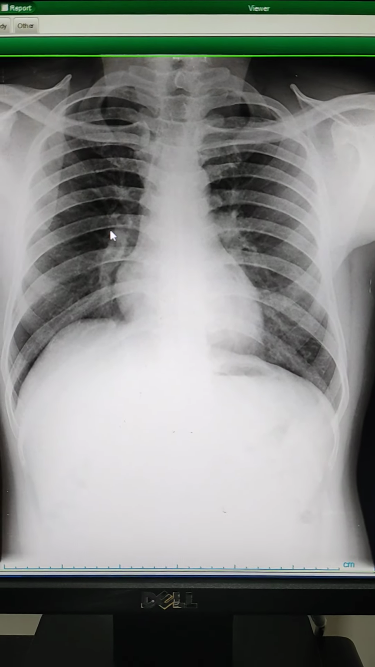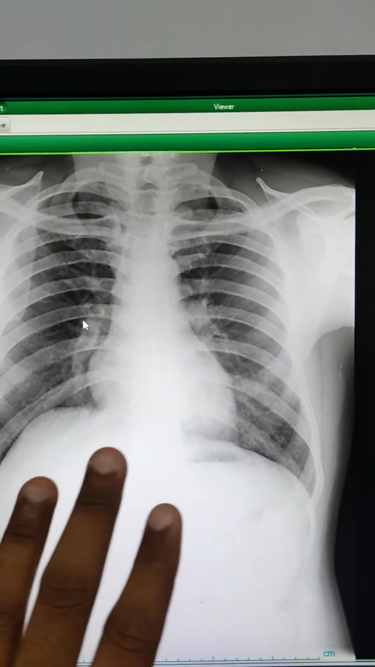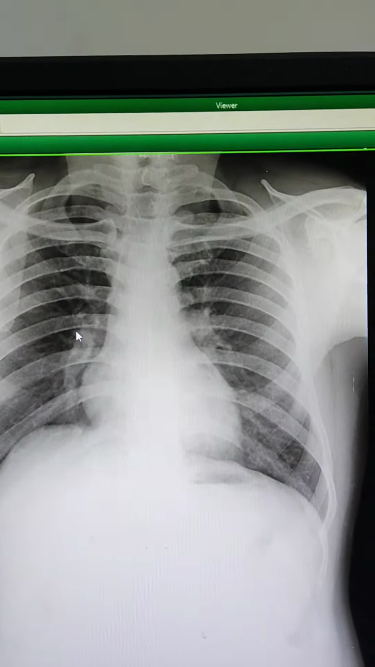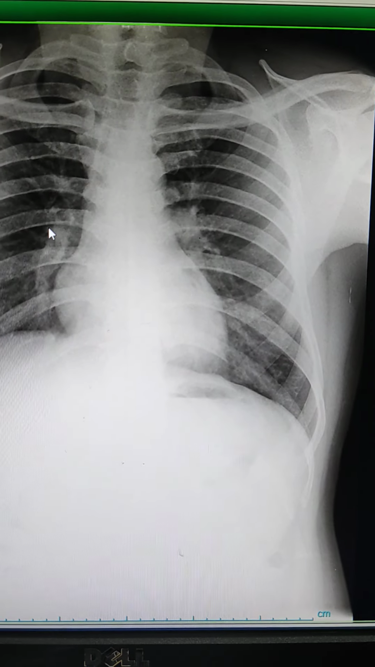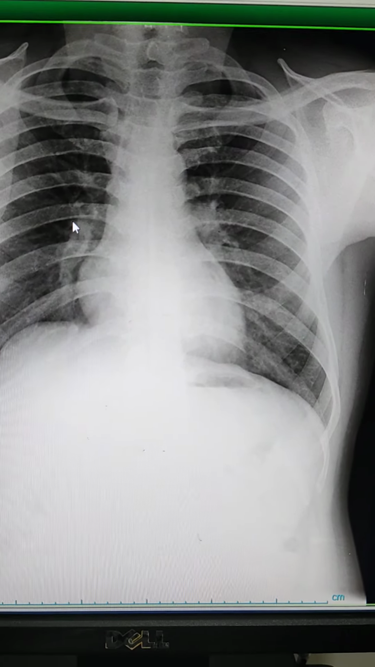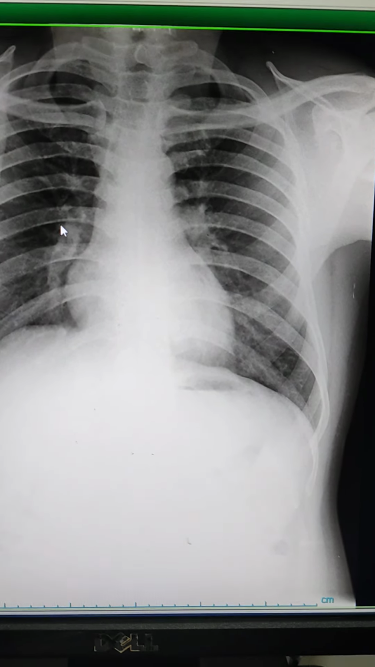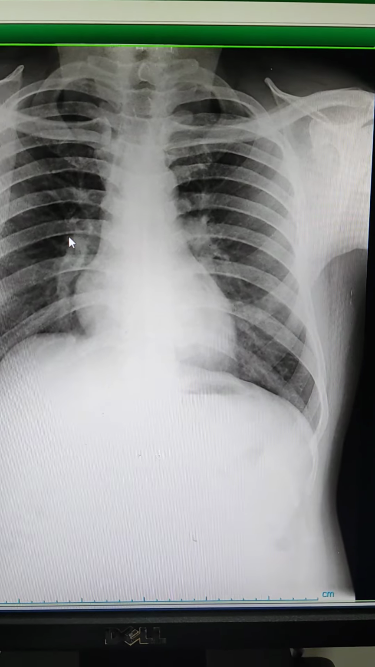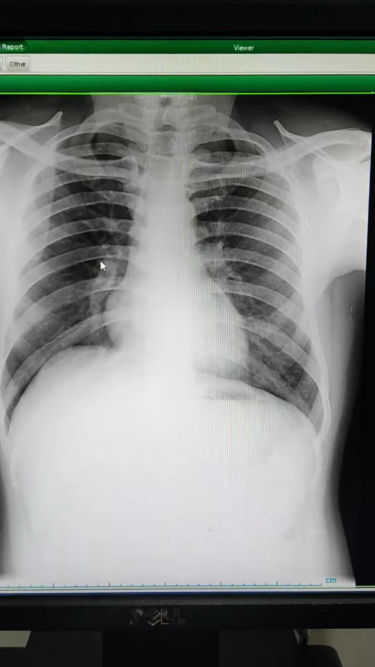So we need to look at the bronchovascular markings as well. These are the normal bronchovascular markings. If there is any infection, even mild infection, these bronchovascular markings will be more prominent. And we need to look at the cardiothoracic ratio as well, to know whether it's cardiomegaly or not.